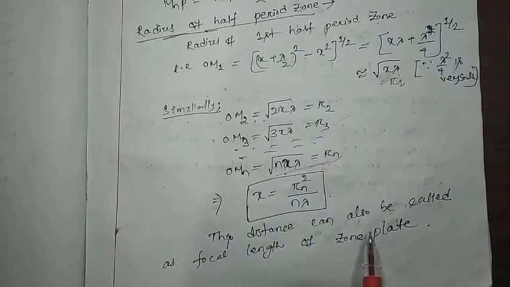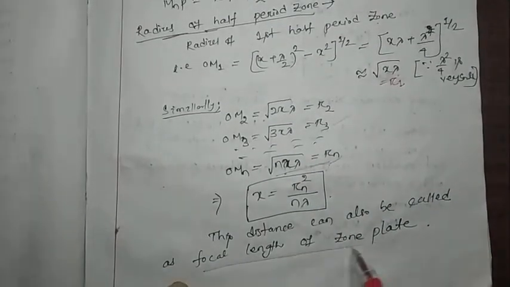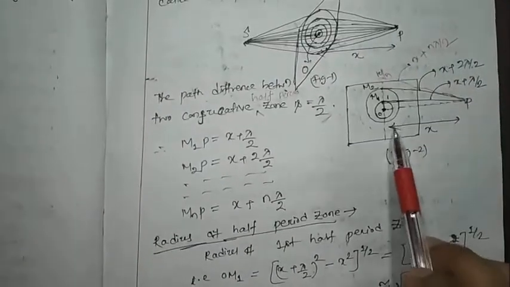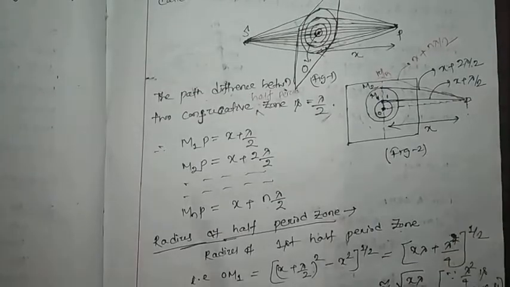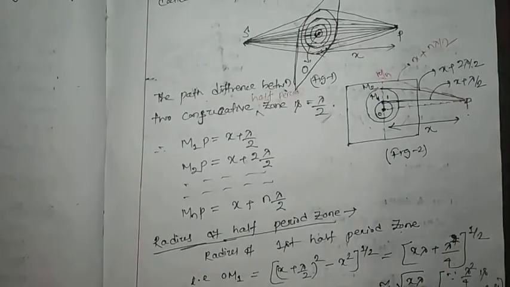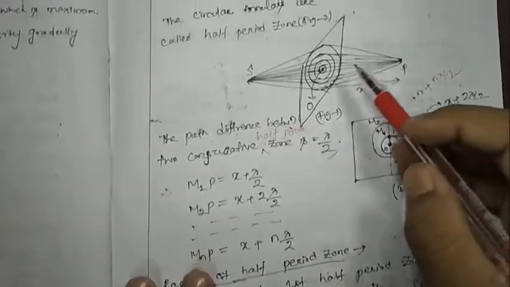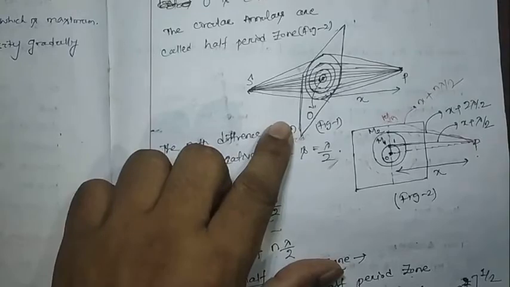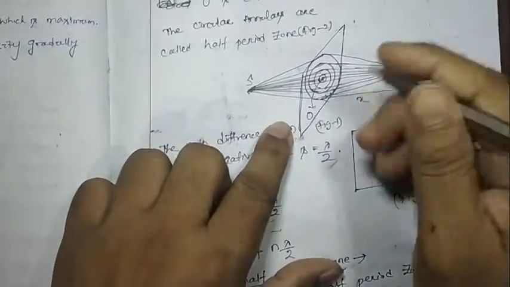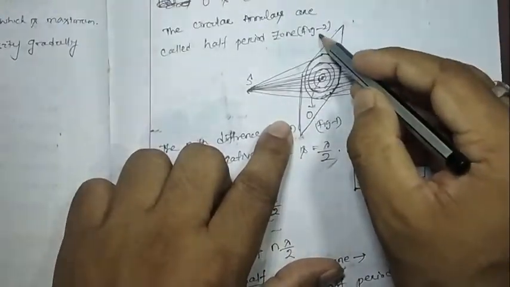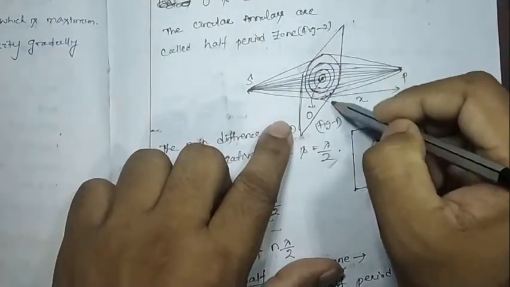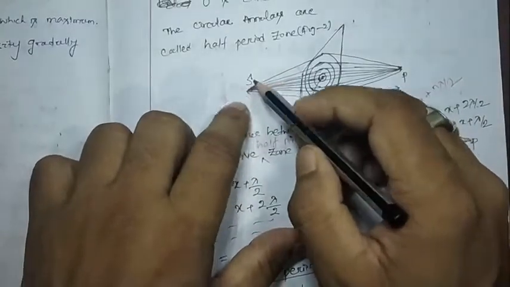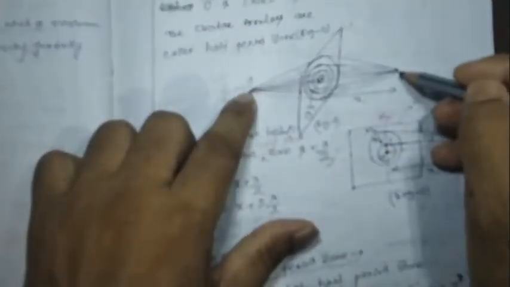So this distance x can also be called the focal length of the zone plate. Why? Because from this figure we can perceive one thing: if instead of this zone plate we consider a convex lens, like this convex lens, and here the object is placed, the image is formed here.